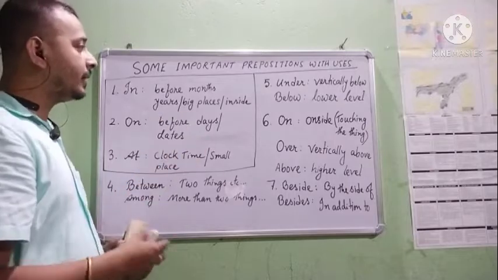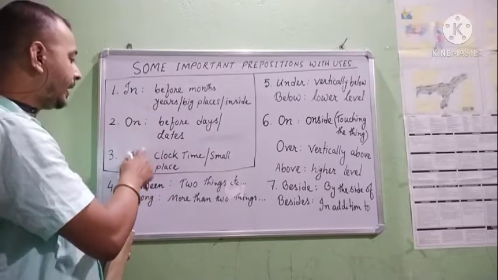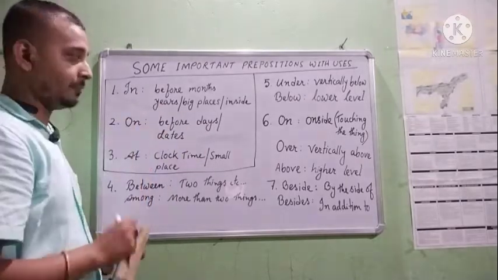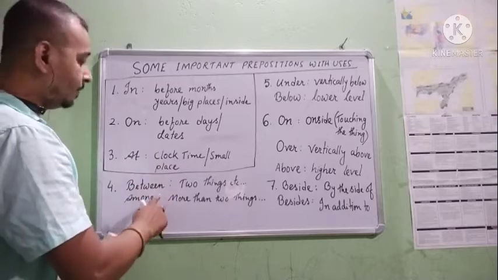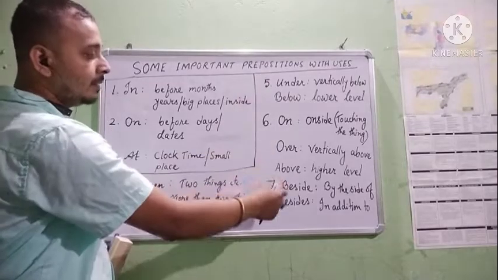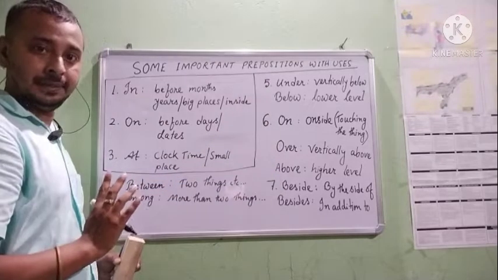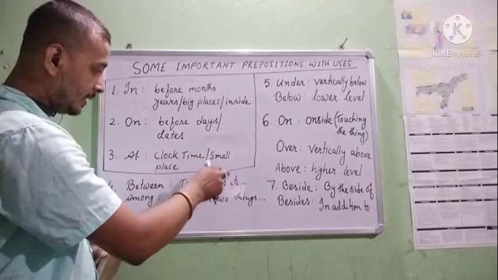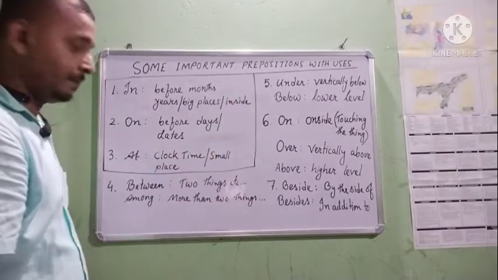So one by one let's start, but first of all in, on, at. Let us start these three. After that between, under, on, beside. These four I will discuss as a pair of each. Okay.